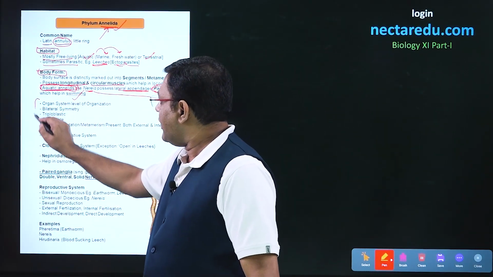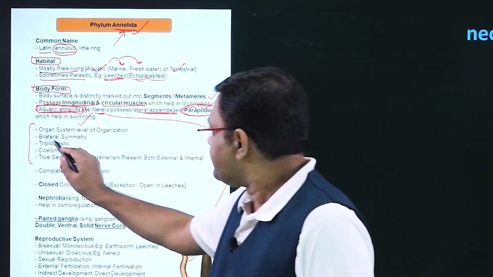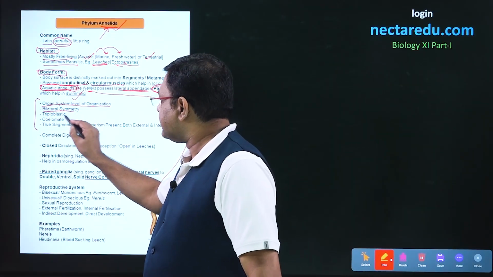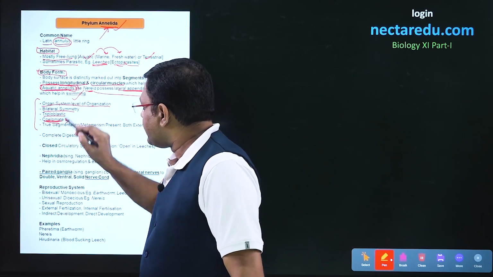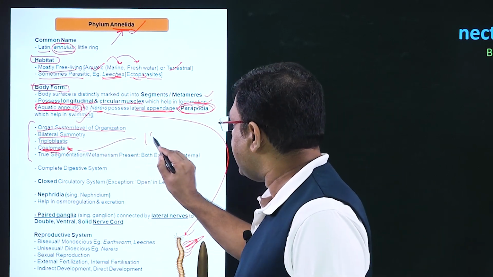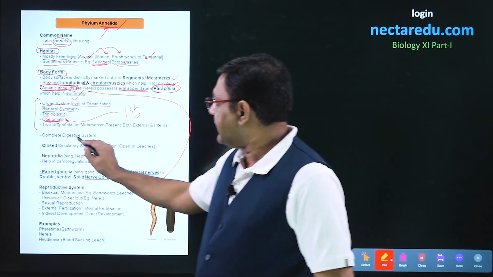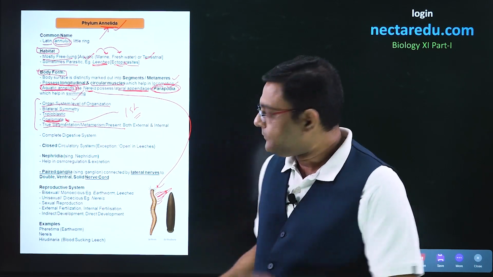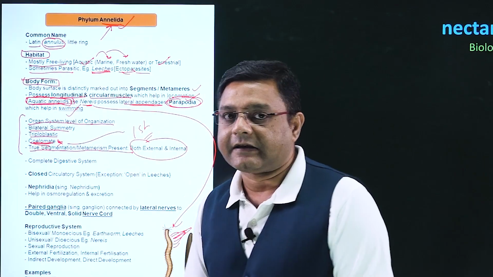After this, talking of the basis of classification, the characters which are present in it. So organ system level of organization is present, bilateral symmetry, triploblastic condition, coelomate. Now, if we talk about the coelomate condition, then phylum Annelida is the first phylum that has a true coelom present in it. Also, Annelida is the first phylum which has true segmentation or metamerism. Now, the metamerism will be both external and internal in the case of Annelida.